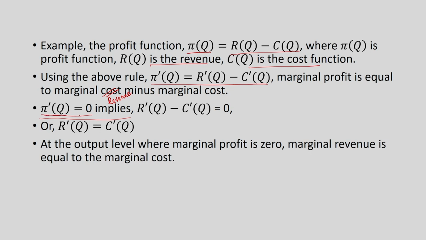So, this is a necessary condition. If this is not satisfied, then the profit is not getting maximized, as we shall see later on. Now, if you apply this rule, that is pi dash of q is equal to 0, then from the above we get r dash of q minus c dash of q is equal to 0. That means r dash of q is equal to c dash of q. So, this is a necessary condition of profit maximization. At the output level where marginal profit is 0, marginal revenue is equal to the marginal cost.